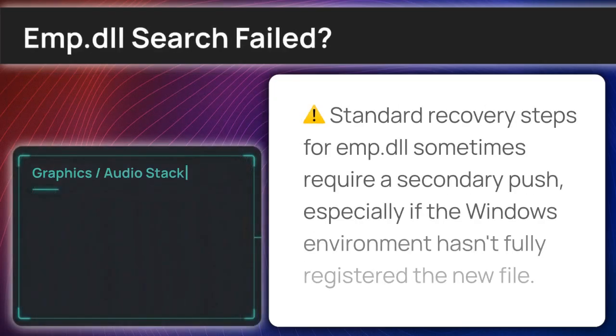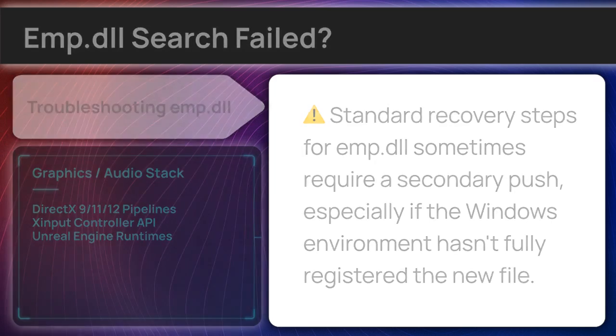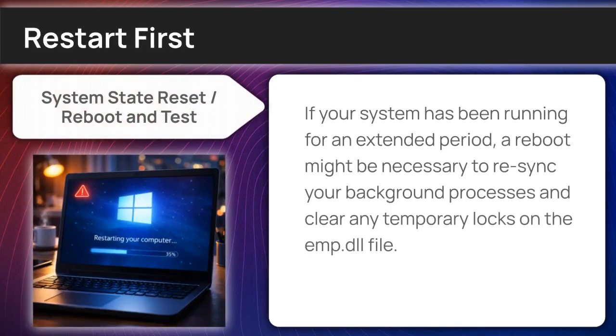If you're still finding yourself stuck after the reinstall, our next priority is to check for any active blocks in the system path. A simple restart can resolve file-in-use errors that mimic a missing EMP module message. It's a low-effort step that ensures your operating system starts with a clean execution stack.